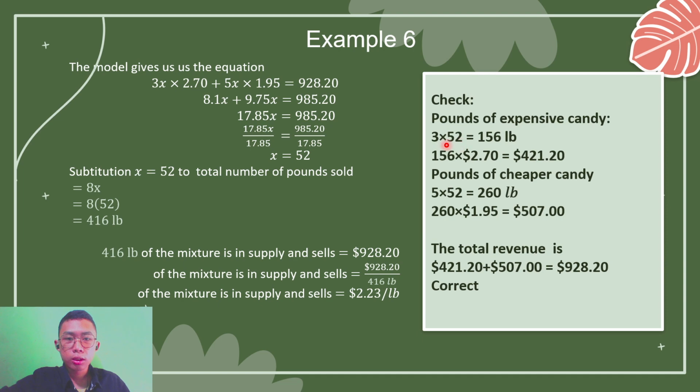So we check the value. 3 times 52 is 156 pounds. We multiply by $2.70, so we have $421.20, and the pounds of cheaper candy, 5 times 52, is 260 pounds, and we multiply by $1.95, which equals $507. We add those values, so we have $928.20, and the value is correct.